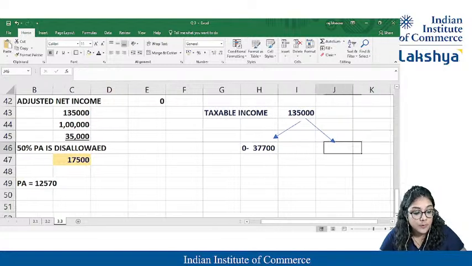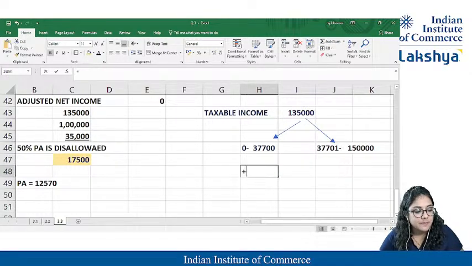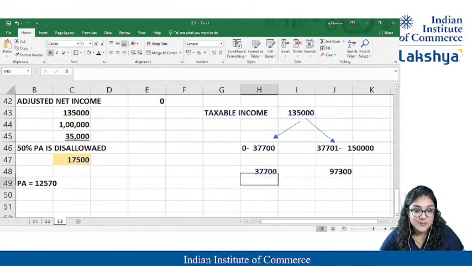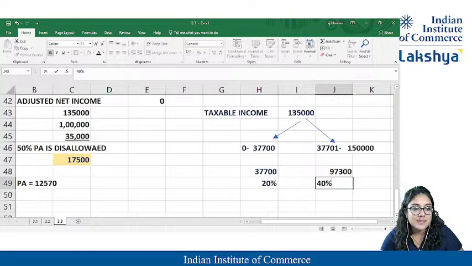02-377-00, and over it is more than that. So basically 377-01 to 150. So what is my income over here, ma'am? My income will be 377-00. Here it will be this minus this, on which I have already been taxed. So over here it will be 20%, and over here 40%.